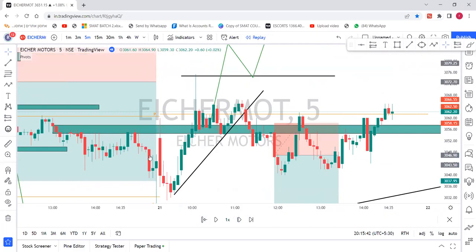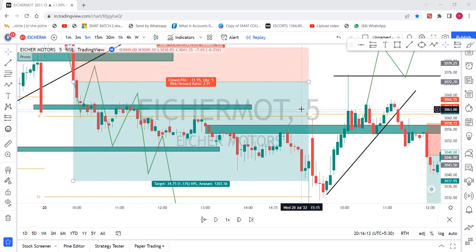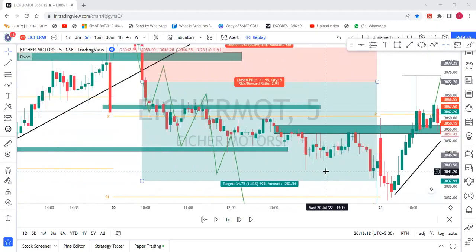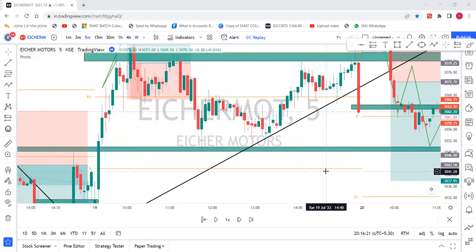So what went wrong here? What do you think? What went wrong over here? Previous support, if you're saying at this point of time. All right.